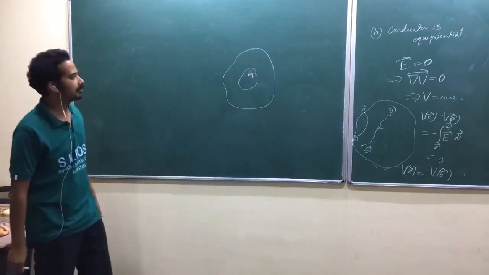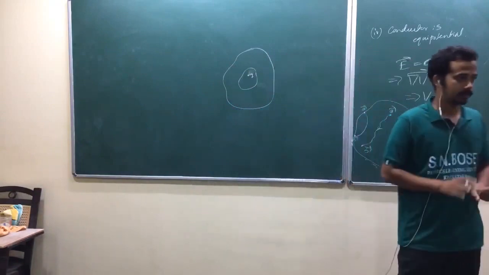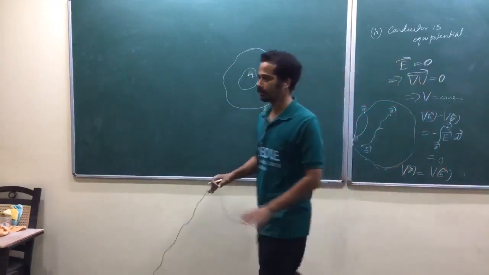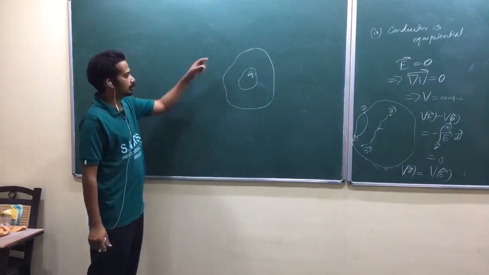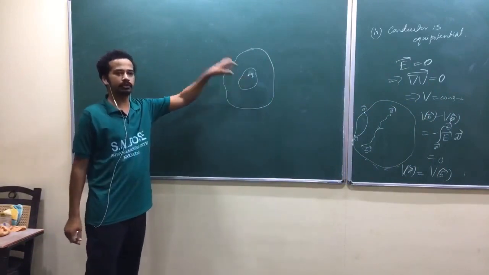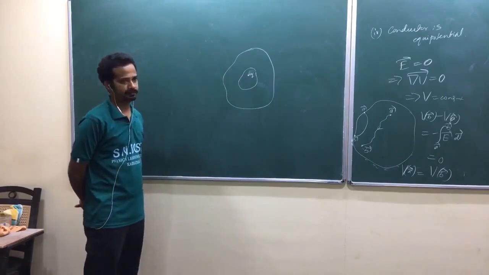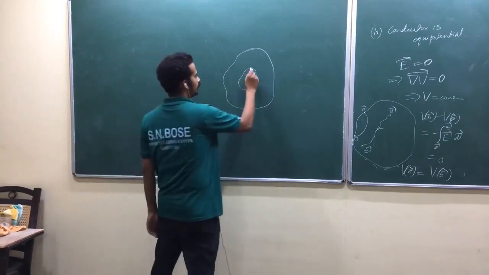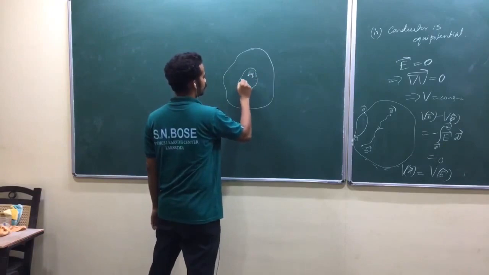Inside that cavity, the conductor was earlier electrically neutral. There were no charges on the conductor. So somehow I am going to place one plus Q charge inside the cavity. Then what will happen? Negative charges will be induced. Am I right? We call this induced charge.